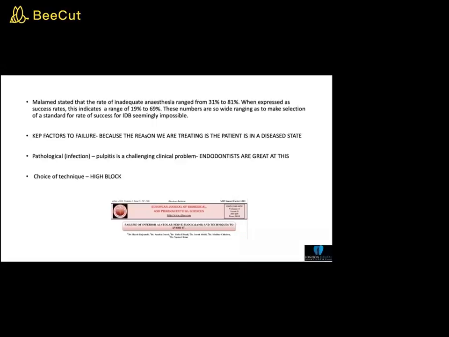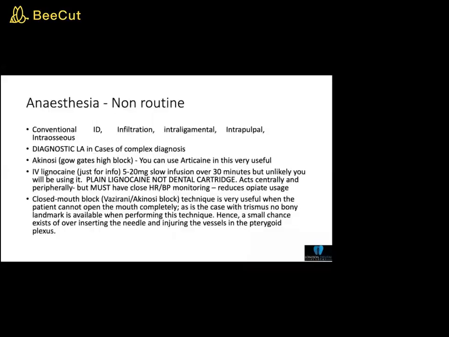But there's a lot of papers out there, apart from Tara Renton's one in Dental Update. There's another one in the European Journal of Biomedical and Pharmaceutical Sciences, which again talks about the failure of inferior alveolar nerve block. That's why I'm going to talk about the high block, which is very useful in these pathological disease states. So we know there's ID, infiltration, intraligamental, intrapulpal, intraosseous. Fine, we obviously go for these to start with. And as Asim said, we can use diagnostic LA, a deposition of a small amount of local anesthesia within the defined anatomical region to see if that gets rid of the patient's pain, if we are having difficulty making a pain diagnosis, which happens a lot in dentistry.